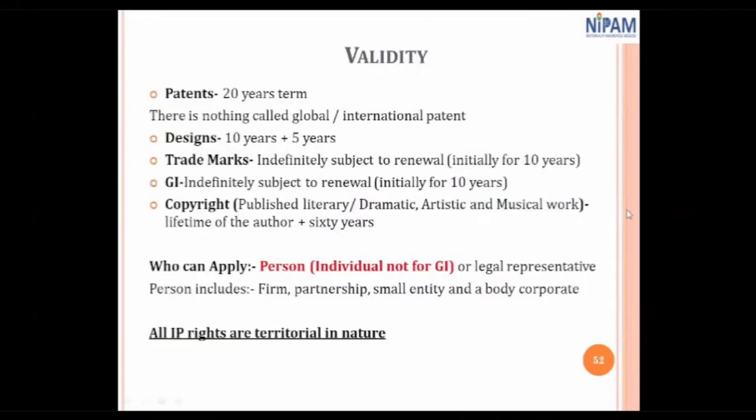Now discussing various other aspects of IPR, like the validity. As I was telling about patents, it is for a period of 20 years. There is nothing called a global or international patent. Mind you, if you apply for any intellectual property in India, you will be given the exclusive rights in the country of India only. That is, in India, no one can copy your product or use your invention.